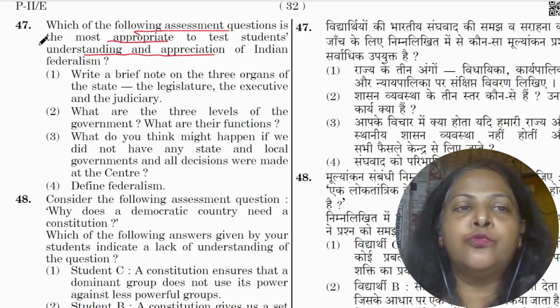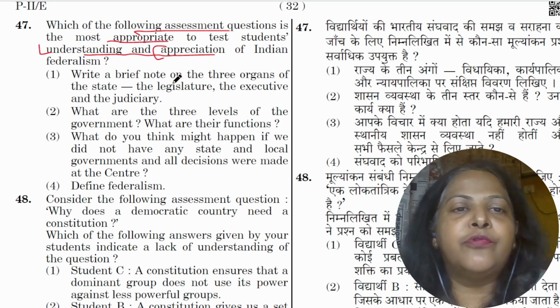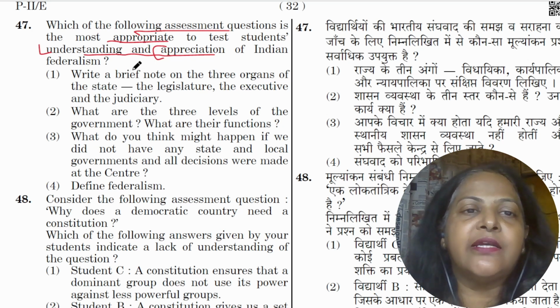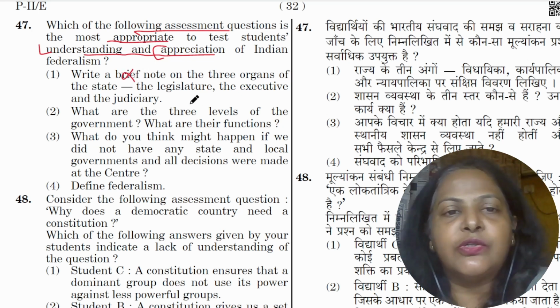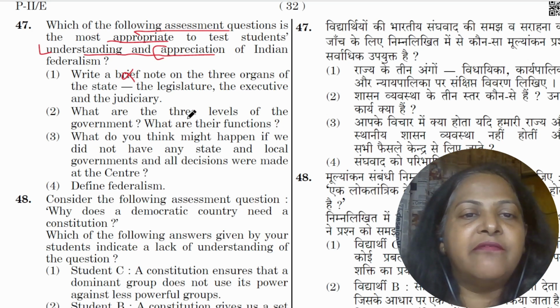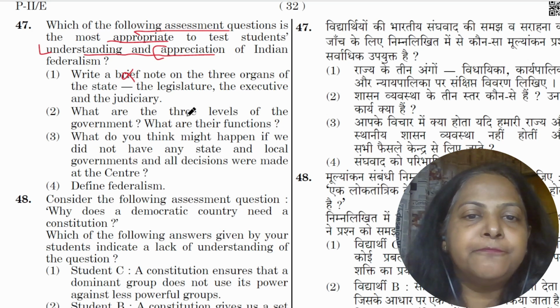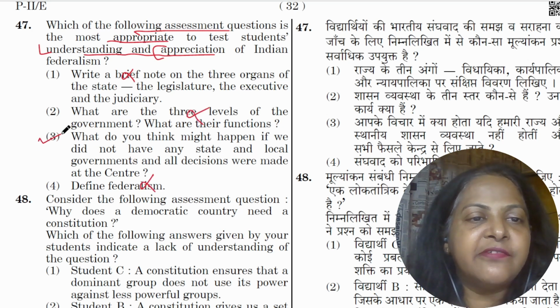So you need two things. You need understanding, that is the cognitive domain, and appreciation, which is the affective domain. Write a brief note on the three organs, legislators. So writing a brief note, appreciation doesn't really come in. What are the three levels? What are their functions? This is purely a remembering question. Define federalism is a remembering question. That leaves us with option number 3.